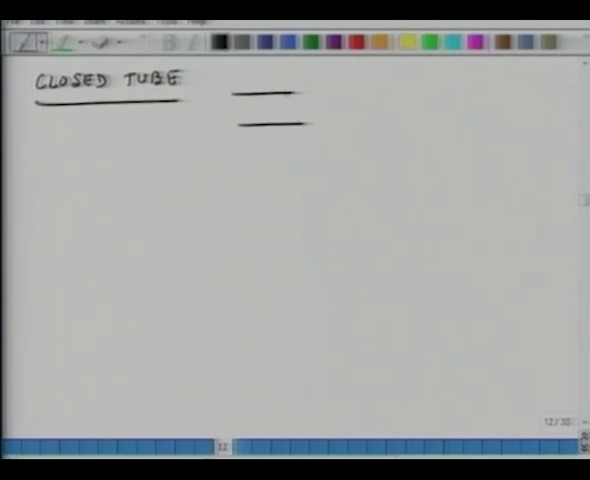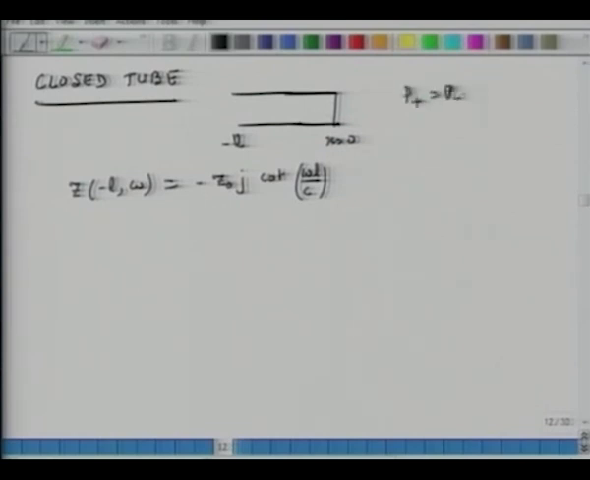So again, I have a tube closed at one end where x equals 0. It is L long. Then based on earlier classes, we had seen that Z at minus L is minus Z naught j cotangent of omega L over C, and the condition here is P plus equals P minus because of reflection.